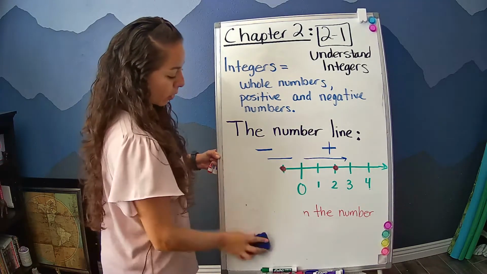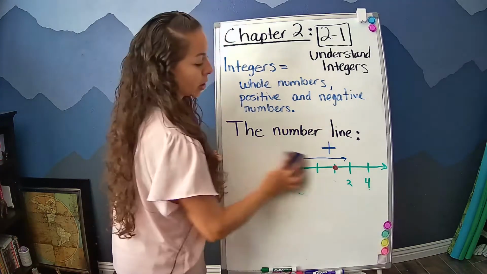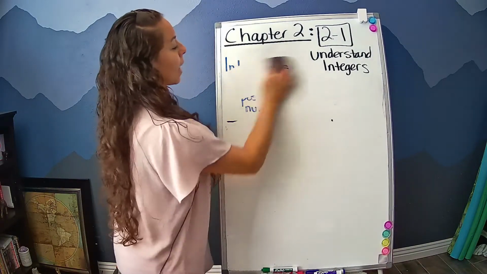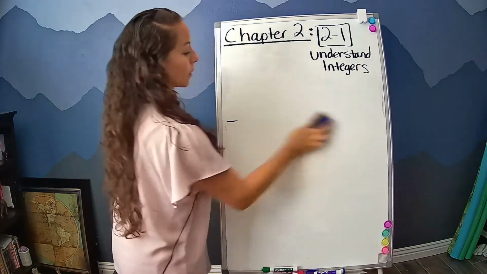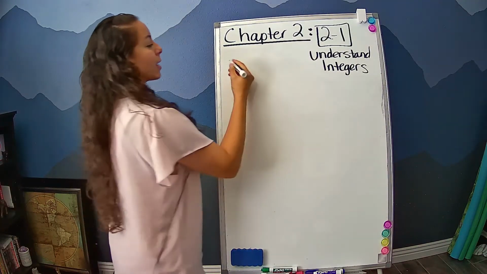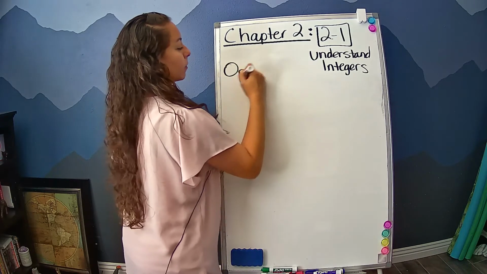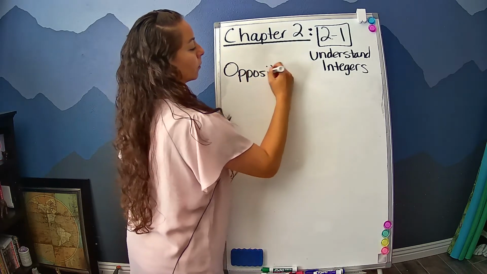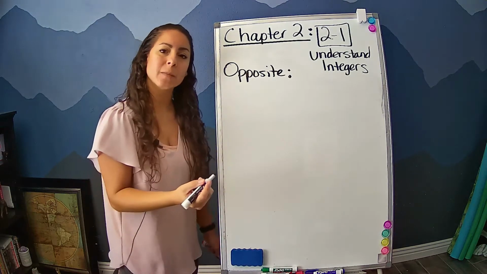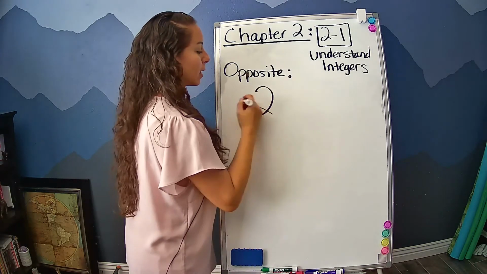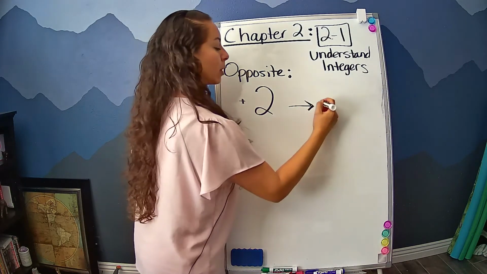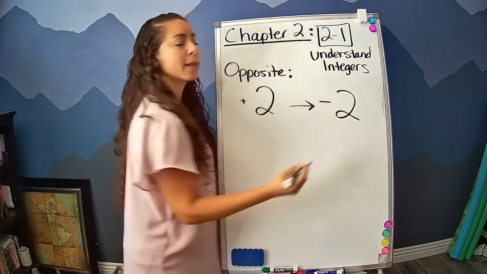There's another important piece of information you need to know for this section, and that is opposites. Because they are going to ask you to find the opposites of certain numbers in your homework. When they ask you to find the opposite, that means you need to find the opposite of the number. Meaning if I have a positive 2, the opposite of that number is going to be a -2. It is as simple as that.